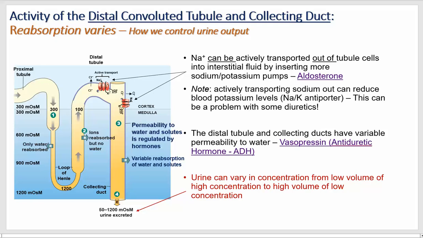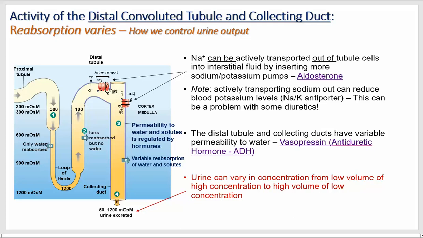Is kind of the conclusion I've drawn from that. So let's look at this. We have a sodium-potassium pump here. Sodium can be actively transported out of the tubules into the interstitial fluid by inserting more sodium-potassium pumps. It's not just sodium-potassium pumps. There are other transporters that are also put in there. But that's the job of aldosterone.